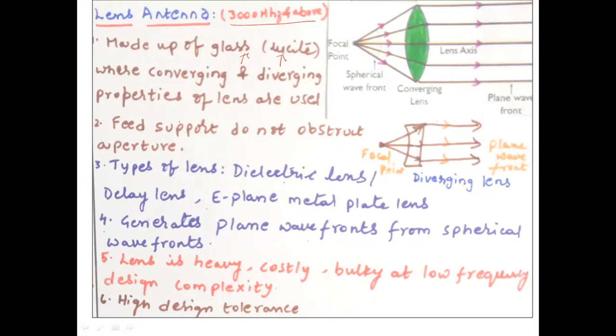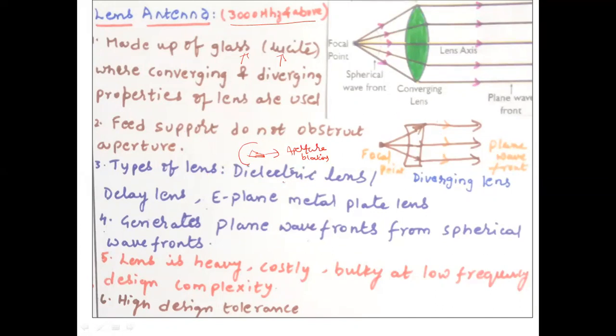See, always we know that when a new antenna is discovered, it simply means a drawback is covered, a drawback that is overcome from other antennas. So in this, the feed support does not obstruct the aperture. That means simply, while you see in parabolic antennas, as we are using a horn antenna as a feed element, there we have seen the effect of aperture blocking. Right? So to avoid that aperture blocking concept, this antenna was introduced basically. So a lens antenna has its own pros and cons that we'll see.